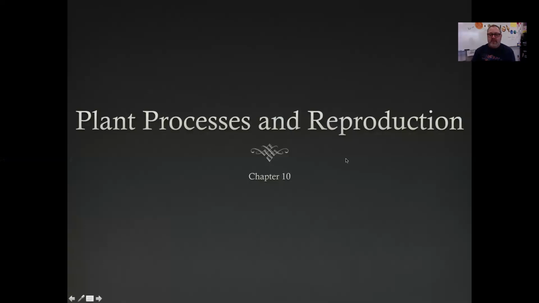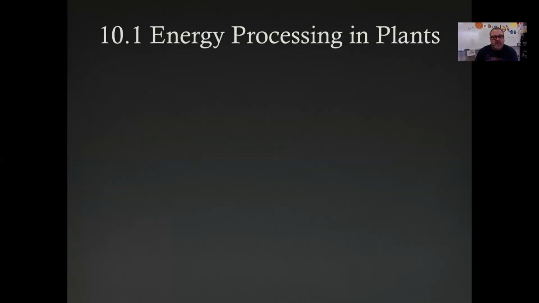And in this chapter, we're talking about different processes within plants like photosynthesis and cellular respiration and then how plants reproduce. Okay, so the first section, 10.1, is about energy processes in plants.